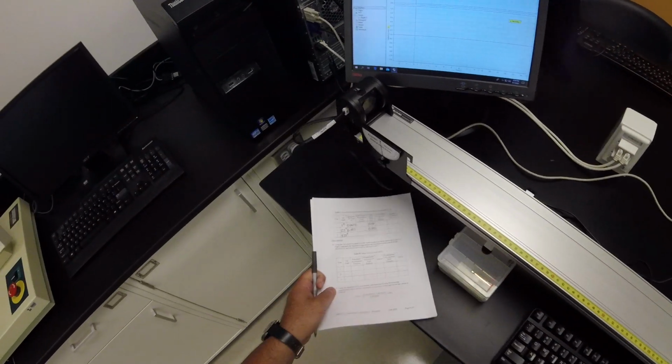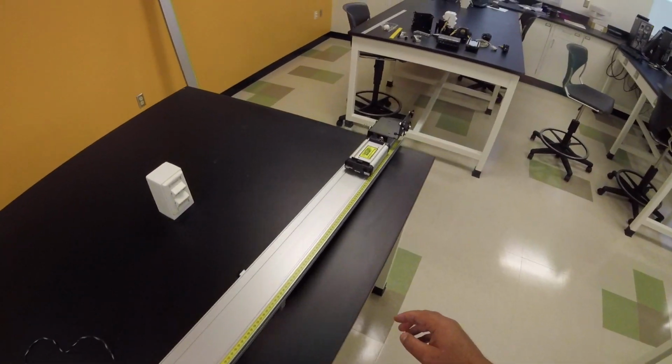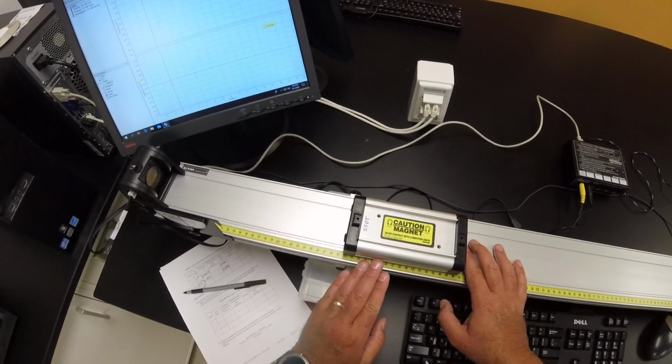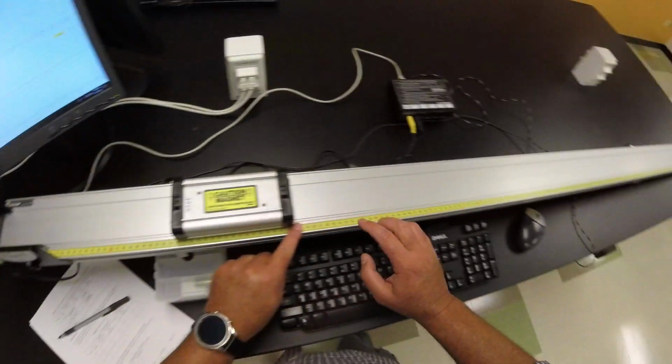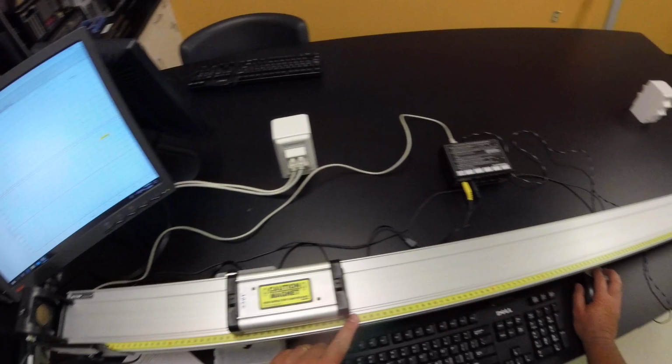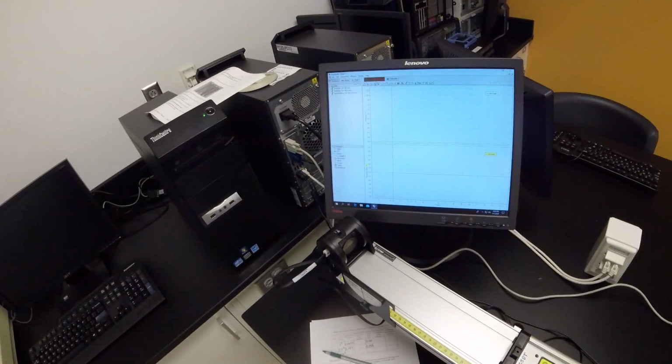Okay, so I'm going to put my data back here. I'm going to go grab my cart. Cart runs up there. Fantastic. We're going to start at 30 again. There's 30. And I'm going to press the start button and then move my hands, so that I can watch it go down to the end there. Here we go.